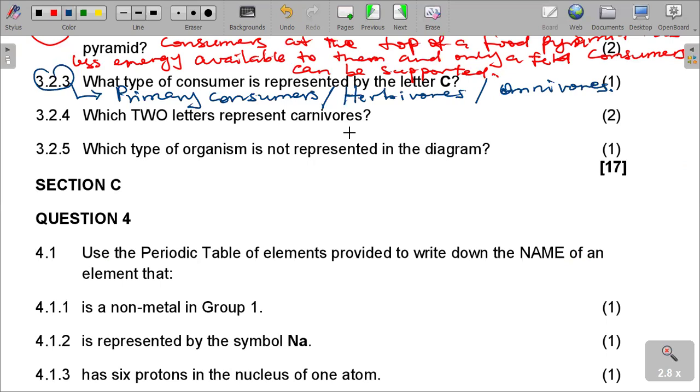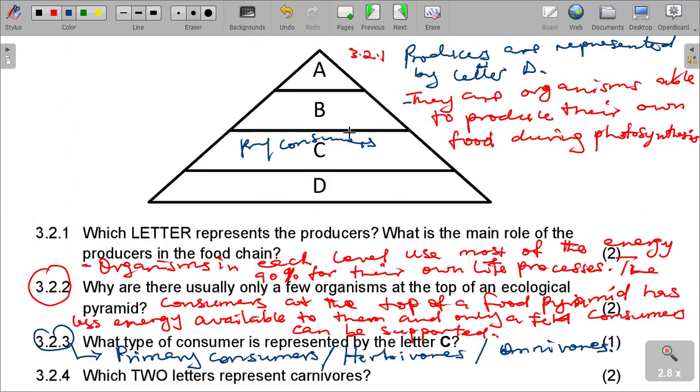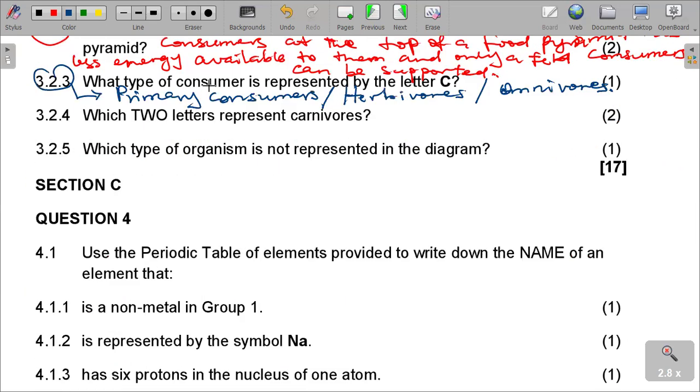And then, which two letters represent carnivores? Carnivores can be represented by A and B. A and B represent carnivores. They can be carnivores. So A and B.